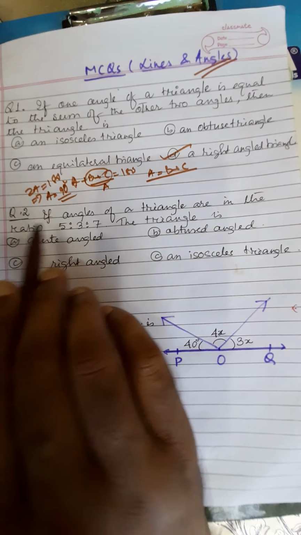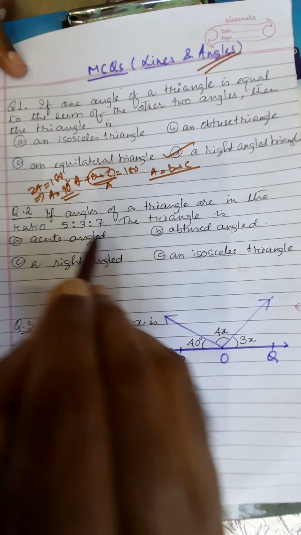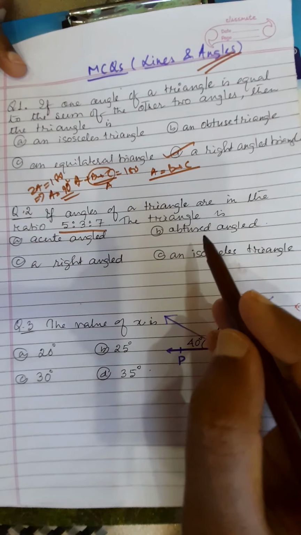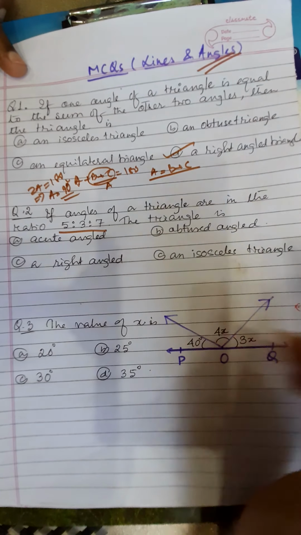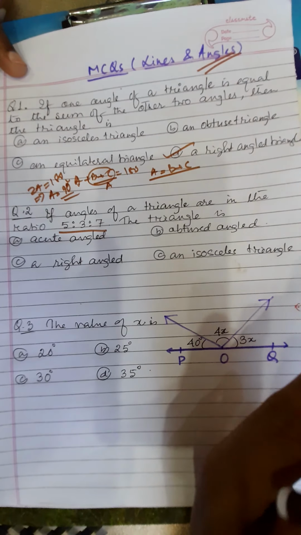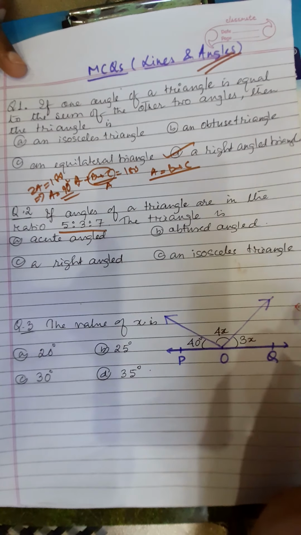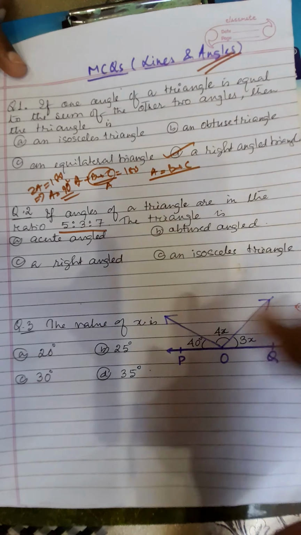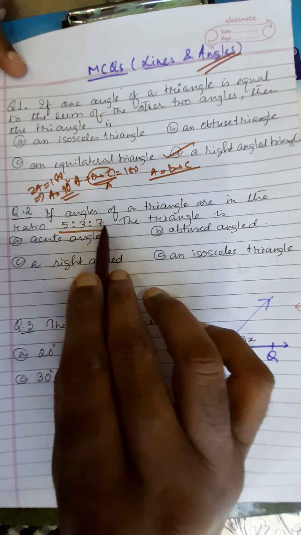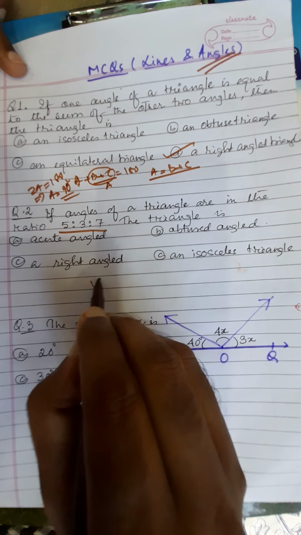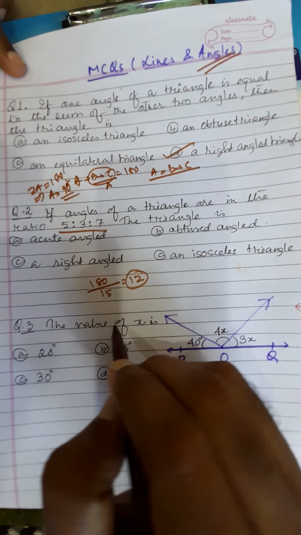Okay. Next, question number 2. If the angles of a triangle are in the ratio 5:3:7, then what type of triangle is it? The options are acute angle, obtuse, right angle, and isosceles triangle. Isosceles is not possible because no two ratios are the same. For an isosceles triangle, any two sides should be equal, so any two ratios should be the same. What is the total ratio? 5 plus 3 plus 7 is 15. The total angle is 180, so 180 divided by 15 is equal to 12.